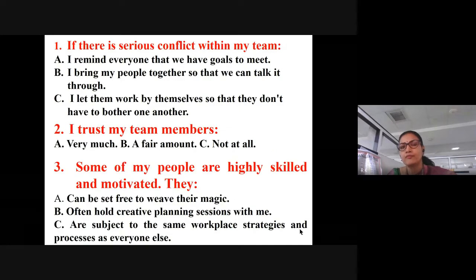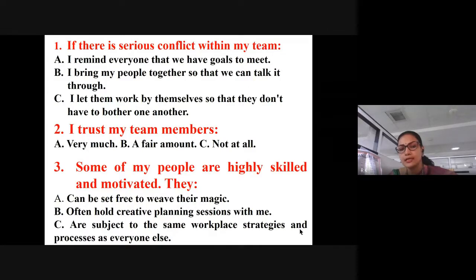Moving on to question one. If there are any principals or team leads here, I would be very happy. If there is a serious conflict within my team, what would I do? This questionnaire is recommended by Mind Tools, a psychometric test which has validity, where we can check various situations and the different styles that we adopt at each point of time when we are interacting with the students.